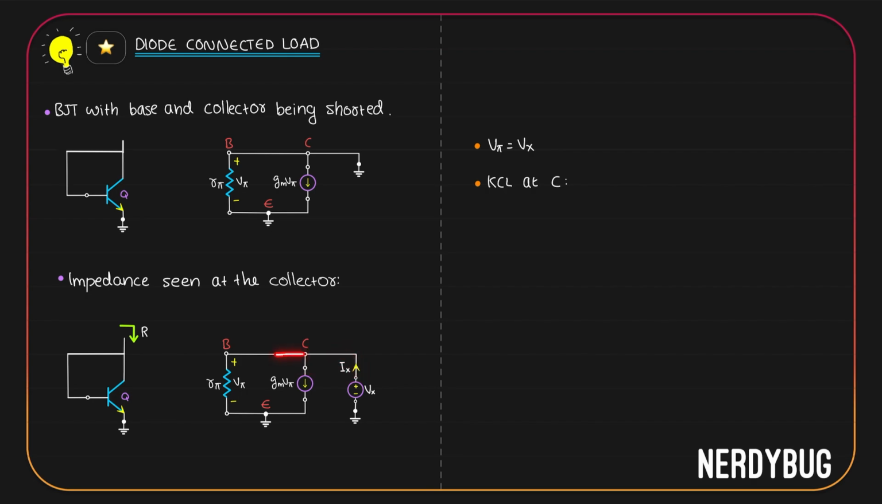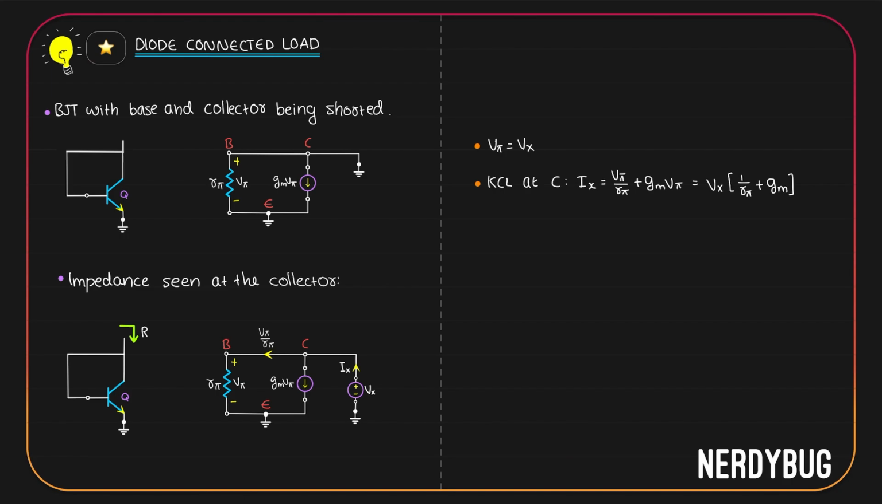The third current is the current that flows through Rpi, and it will be in this direction because Vpi has positive here and negative here. And the current will be Vpi by Rpi. So we can write Ix is equal to Vpi by Rpi plus GmVpi. But Vpi is equal to Vx. So we can write the right hand side of this equation like this. Vx multiplied by 1 by Rpi plus Gm.